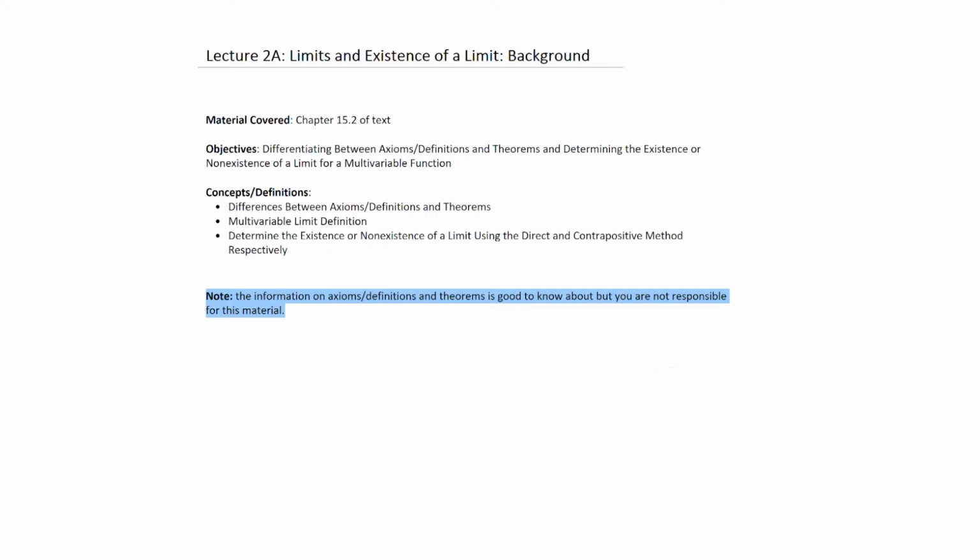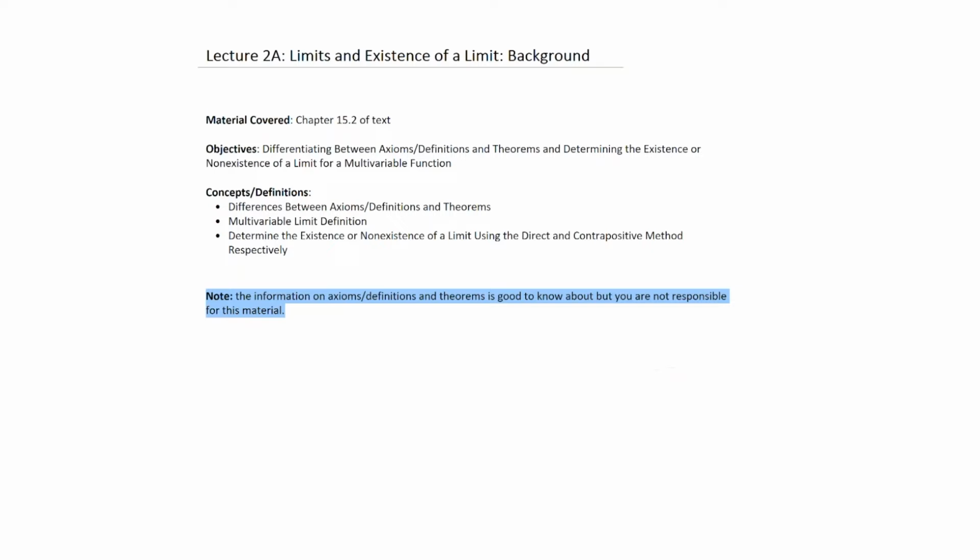And the objectives are to differentiate between axioms, definitions, and theorems, give you a little bit of a background, and determine the existence or non-existence of a limit for a multivariable function. Focus here being more or less on two variables. And what are the concepts and definitions? Well, what are the differences between axioms, definitions, and theorems? At least on a very preliminary level, because these are things that are important when you start actually looking at how to apply the axioms and theorems that are provided to you.